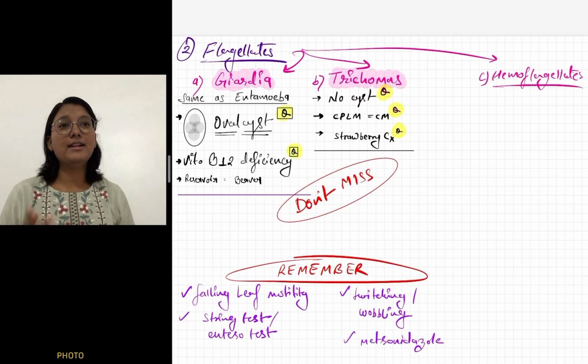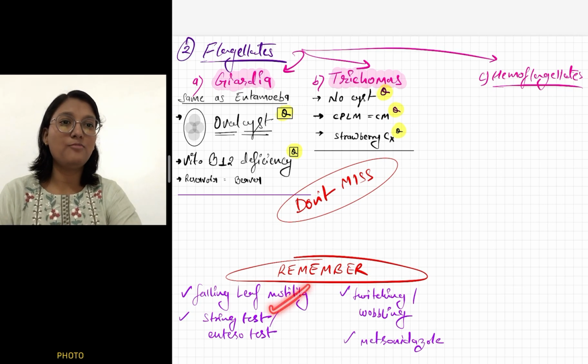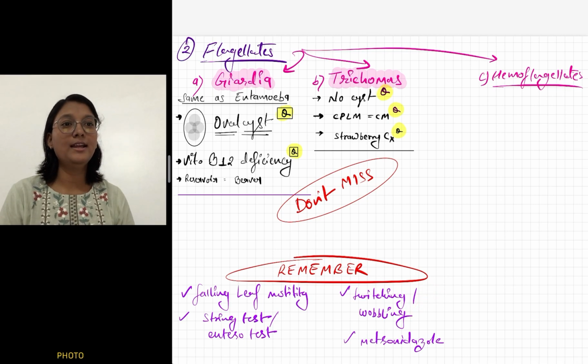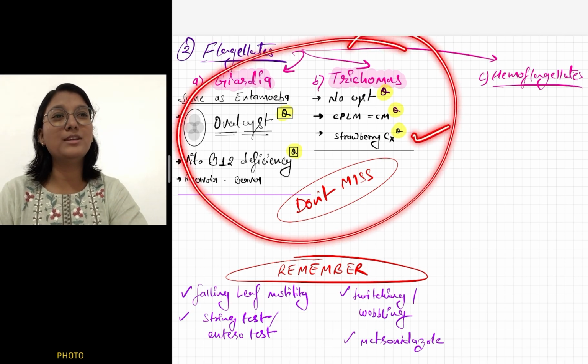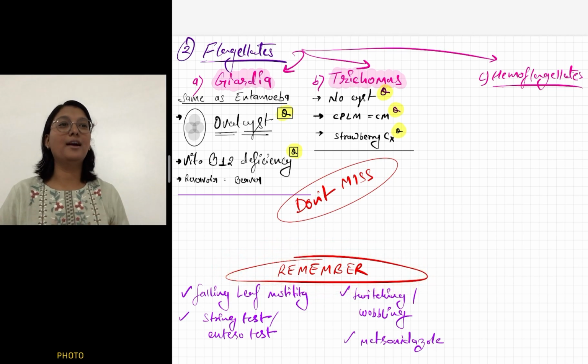Apart from this, if I recall, what I need to remember is falling leaf motility and string test, Entero test for Giardia, and twitching and worming motility, and metronidazole for Trichomonas. So these are the points which you don't really have to miss because they have been asked in the exam, and these are the points which I need to remember again and again.